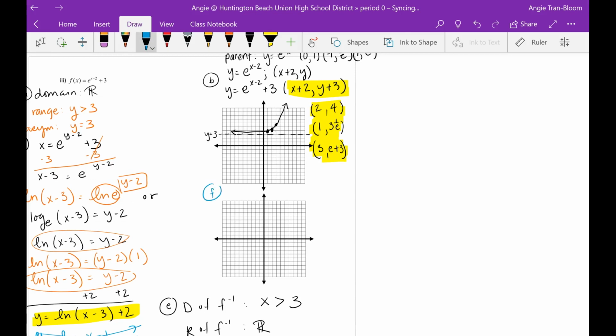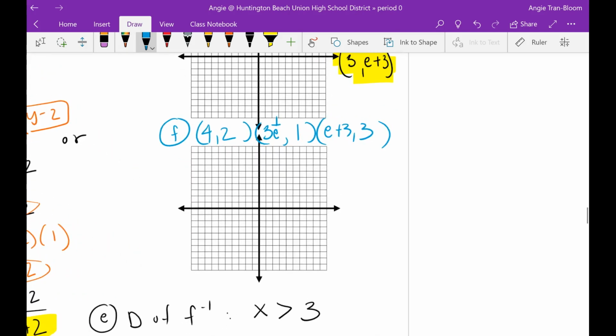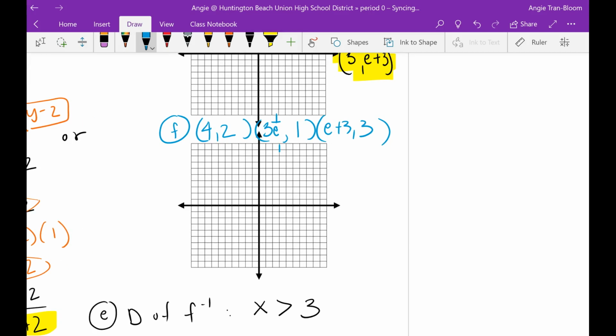I will also look at my points on my regular function to do F. This is my graphing, okay? So I'm going to switch x and y for each point. Are you ready? It used to be 2, 4. It's now 4, 2. It used to be 1, 3 plus 1 over e. So now I have 3 plus 1 over e, 1. It used to be (1, e plus 3), now it's (e plus 3, 1). I used to have an asymptote y equals 3. Now my asymptote is going to be x equals 3.